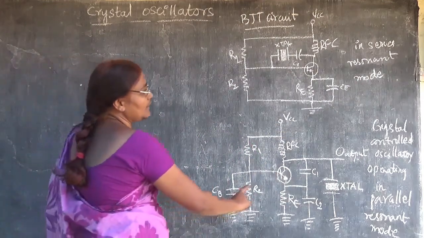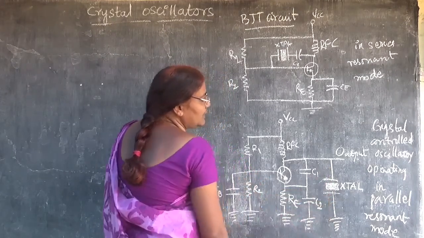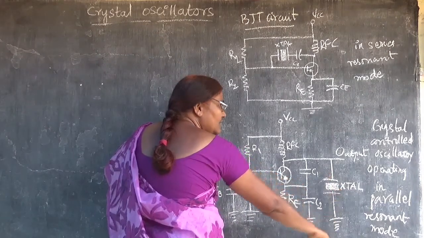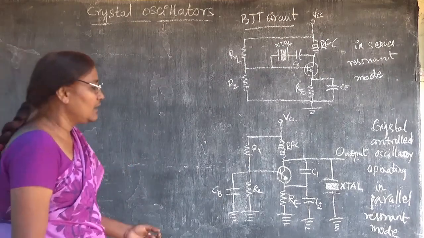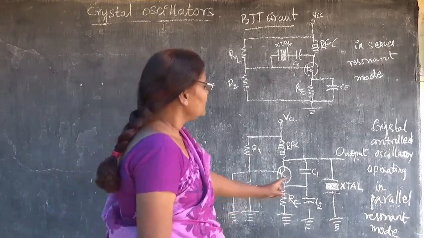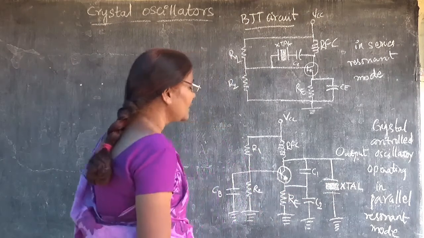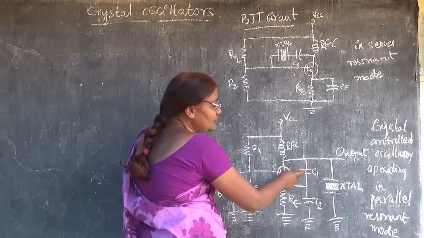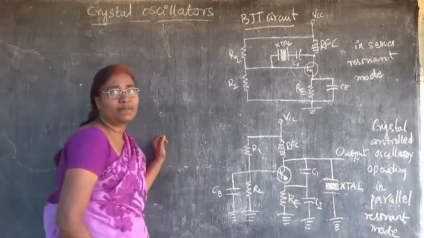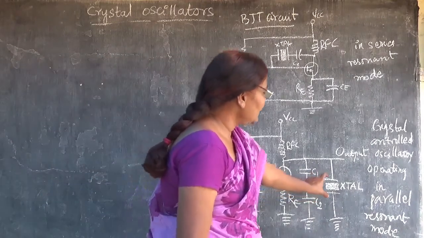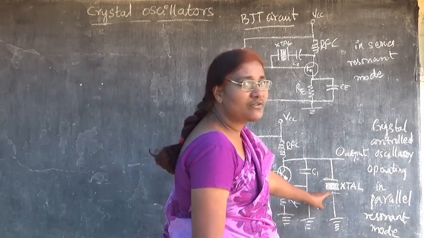So here we are going to use the crystal in shunt mode, parallel mode. It is used in parallel resonant mode. And you can observe one thing while you observe it carefully: two capacitors and this one crystal are used here. And the circuit with two capacitors and one inductor is a Colpitts oscillator.